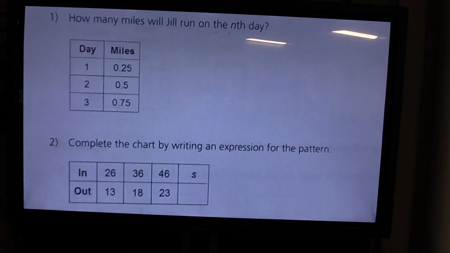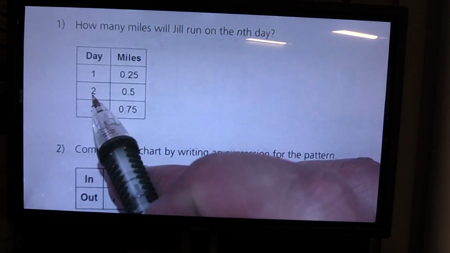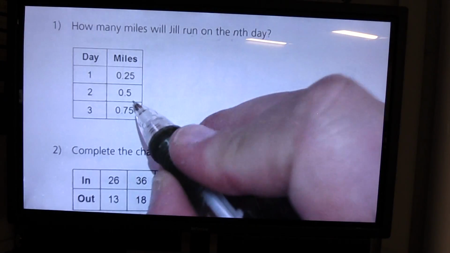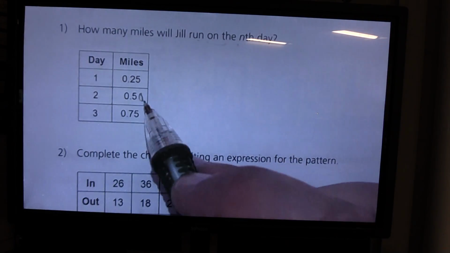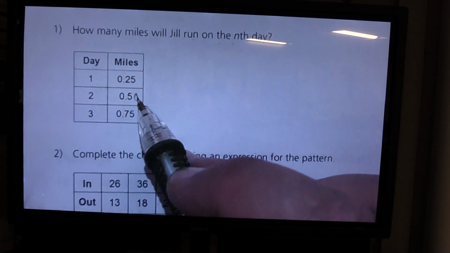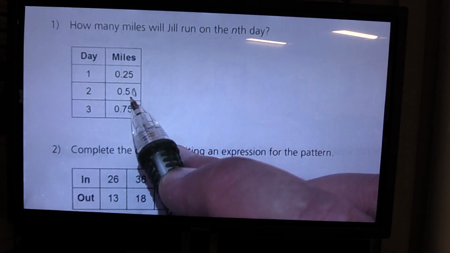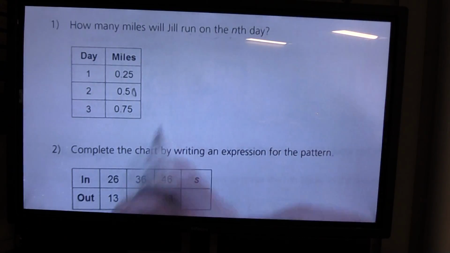So when we look at day 1, she starts out with 0.25. Day 2, she has 5/10. Or if we want to, we could put a 0 here and say 50/100. That trailing 0 does not change the value at all, but since these have 2 digits to the right of the decimal point, I thought I might do that for this one. And then 0.75. Now, let's check something out.